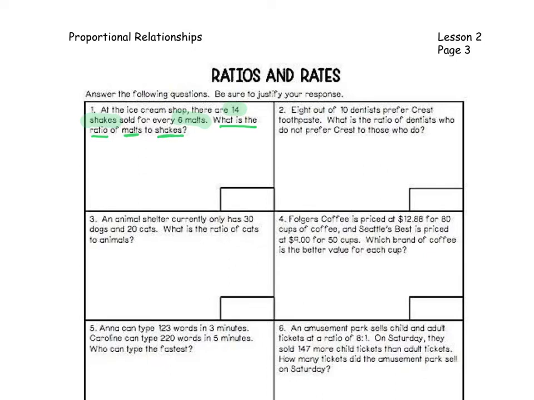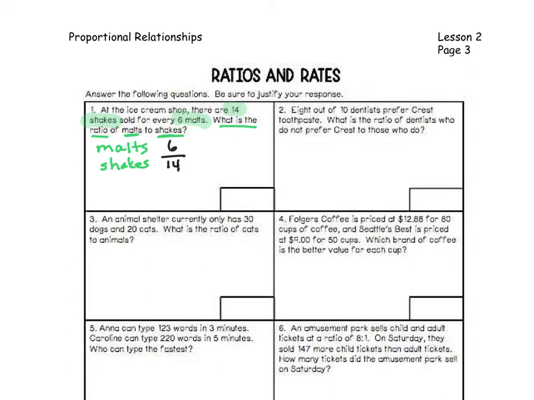So remember that order is very important. They mentioned in the question that they want us to talk about the malts. That's what we're given first. And then the shakes. So if we look at what was given, the number 6 goes with malts, and the number 14 goes with shakes. So we're writing a ratio, a comparison of 6 malts to 14 shakes.